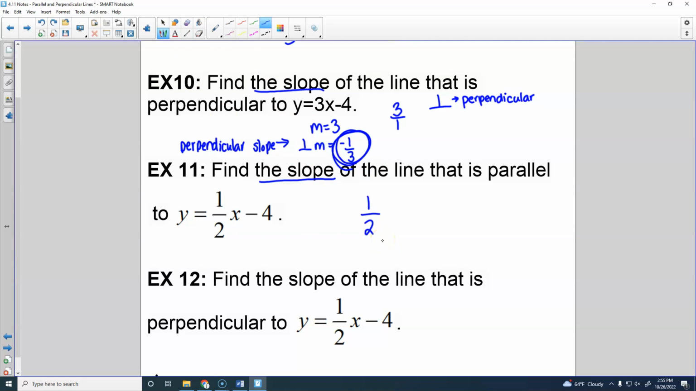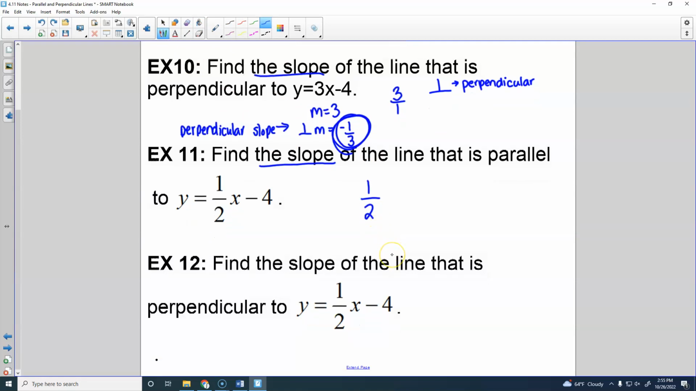Oh, wait, that is right. Yeah, they have different y-intercepts. And this one didn't ask anything about a y-intercept, so all we have to answer is slope. All right, Ian, what about if it says perpendicular? So this is basically the same question, but it says perpendicular.